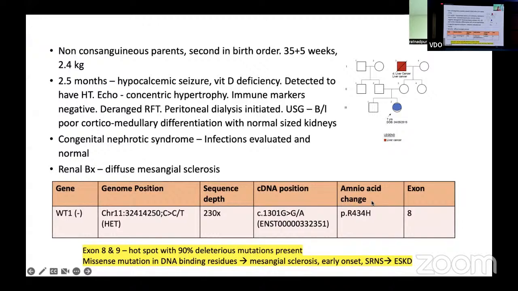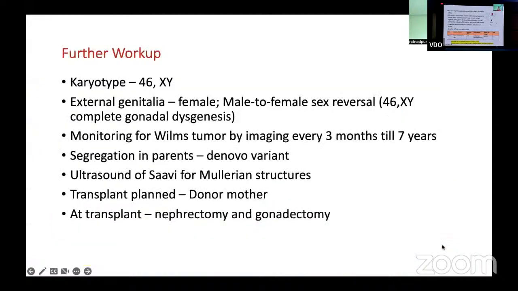So again, we have to work up to see whether this variant can be associated with the disease phenotype of this young girl. So you go back into literature, you see, well, yes, 90% of the variants are present in exon 8 and 9. So this is the common exon. There are specific sites in the protein and the impact of the variant on the protein that cause the disease phenotype. And this variant was also present in the DNA binding residues. So all this information has to be gathered before you can confirm.